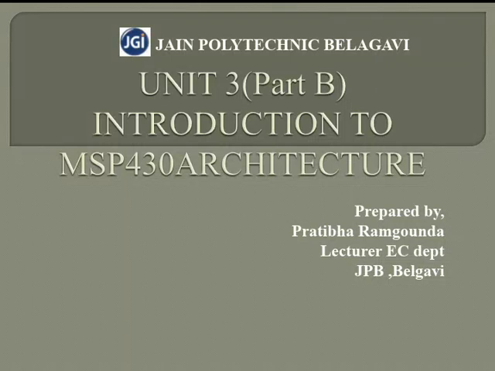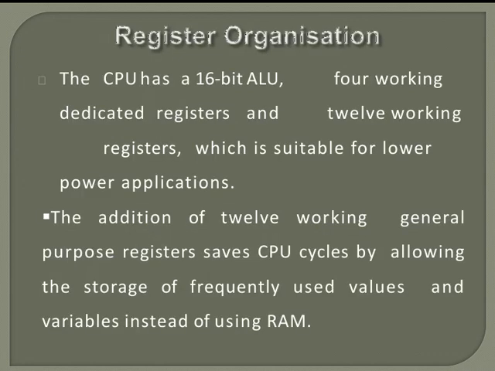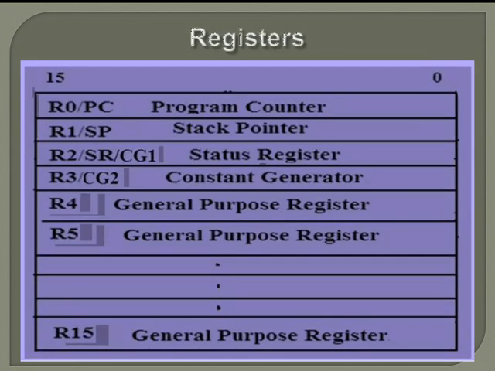So this is your continuation part of your third chapter. Here we are going to deal with the register organization, MSP 430 CPU block diagram, its power modes and flexible clocking systems and its addressing modes. So coming to the register organization, you can see this is a diagram for your register organization.